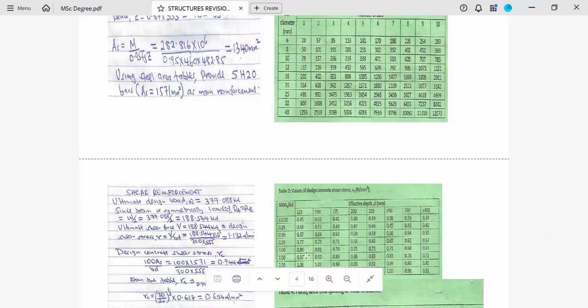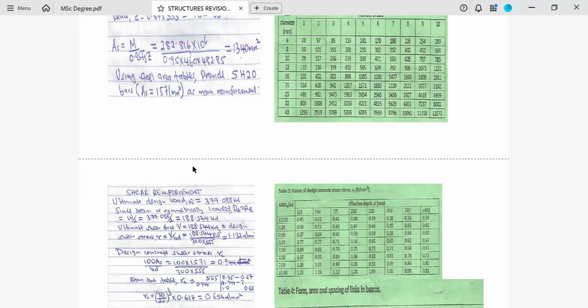0.57. Then the value of 1, now that is in the column of 100 AS over BD, 1 gives us a value of 0.63. Then now we shall come and ask ourselves, how do we compute for the value of 0.944? Now here it is easy. How? I will come and subtract.